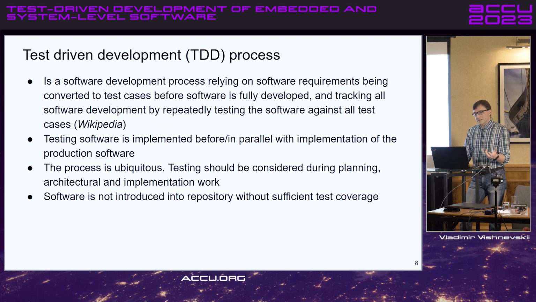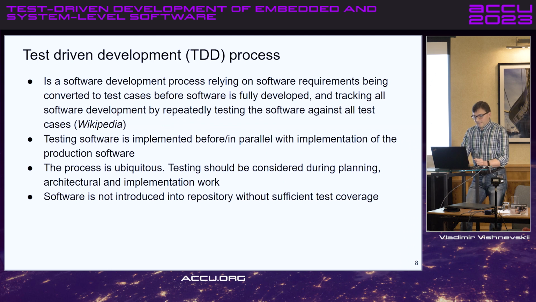That would imply that the testing software is supposed to be implemented before and in parallel with the implementation of the production software. The process will then be ubiquitous, because testing should be considered during planning, architectural work, and implementation. And as a consequence, it would be good if software is not introduced into the repository without sufficient test coverage.